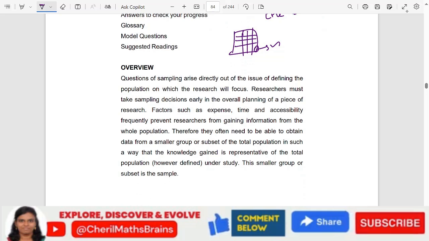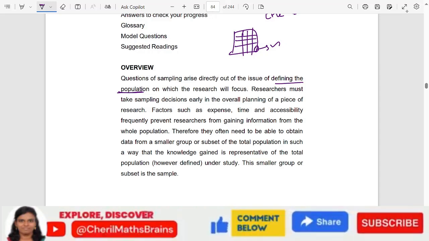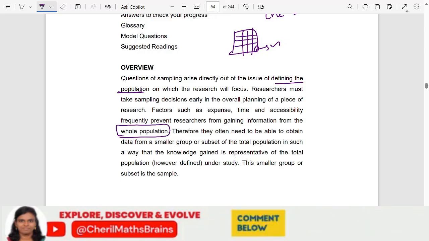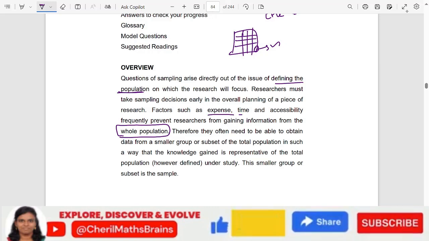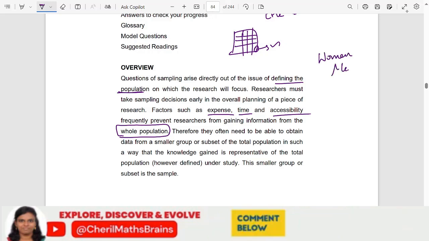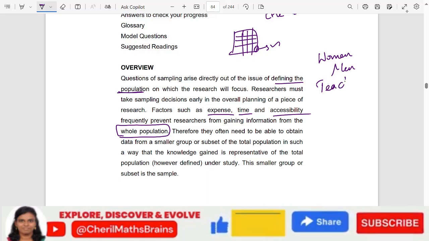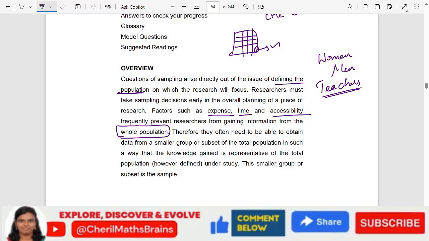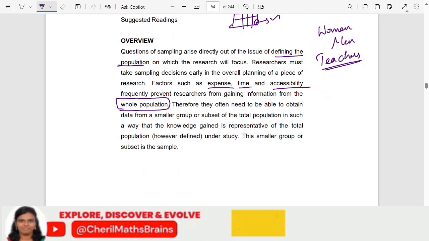So this sample is nothing but it is defining the population. So we need to know about the whole population, but knowing the whole population is very difficult, because to know the whole population you have the problem of the money being spent, the time and the accessibility. If you need to know about all the women, or all the men, or all the teachers, it is very difficult to get to know about everybody. It is very difficult to contact every single teacher to get information about them.